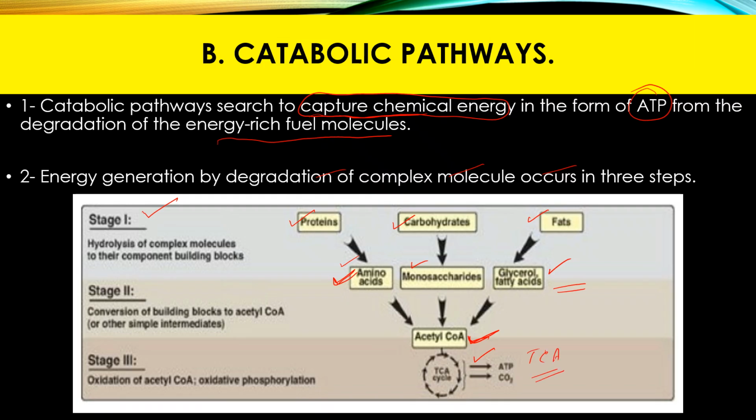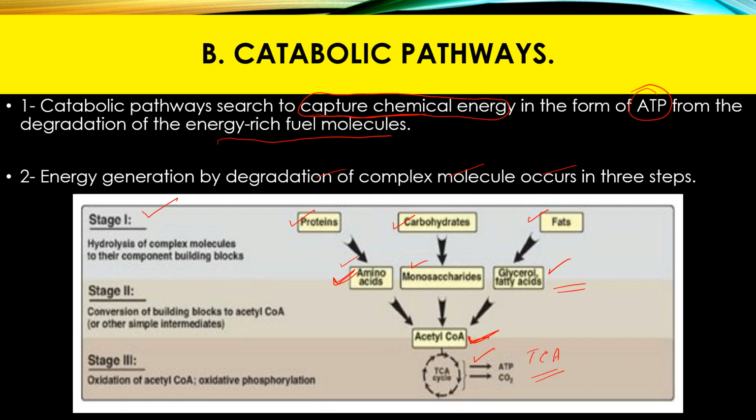The main purpose of the degradation of these complex molecules into simpler ones is that we gain energy step by step in each reaction, so we can gain energy in the form of ATP. So this is the main purpose. So here we have 3 stages.